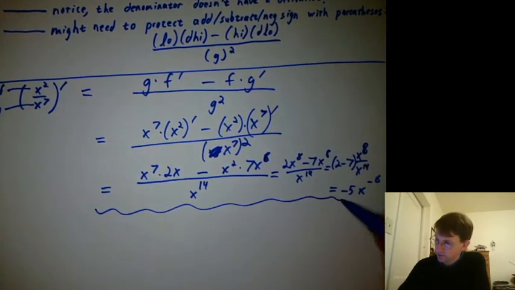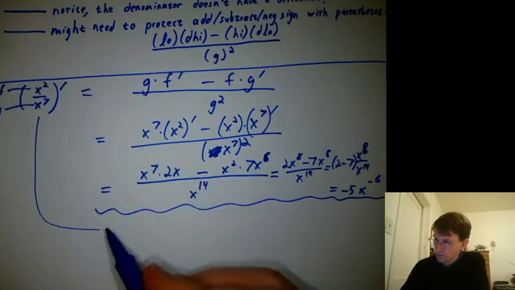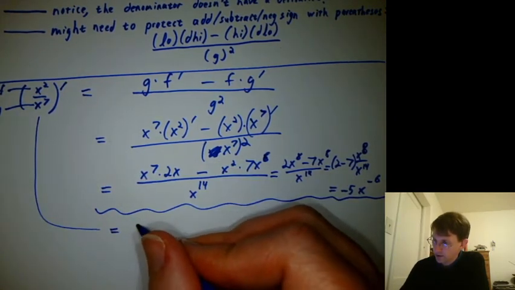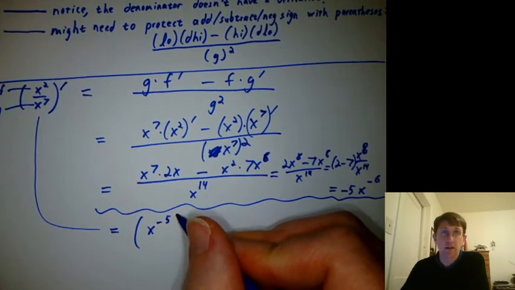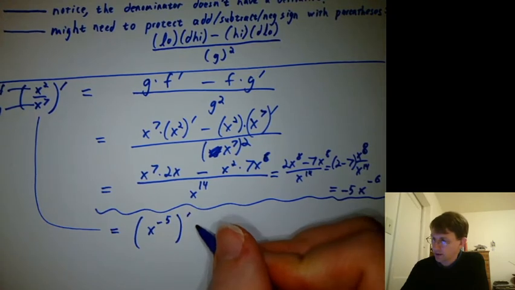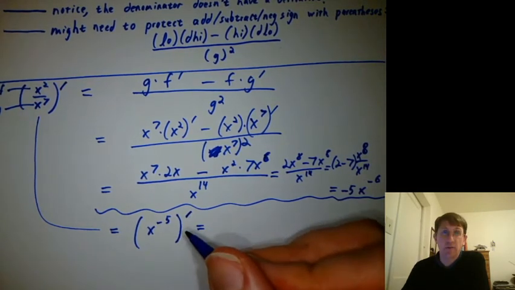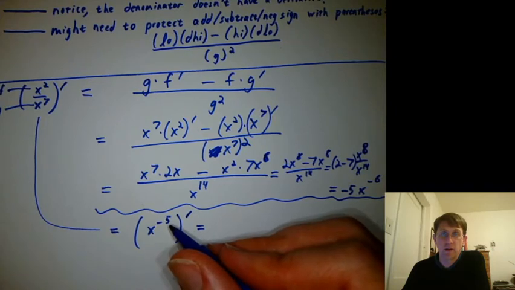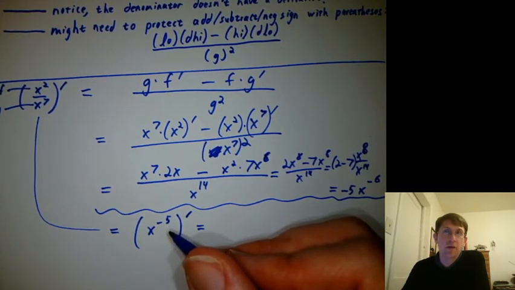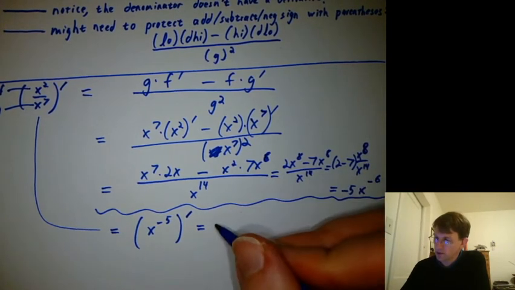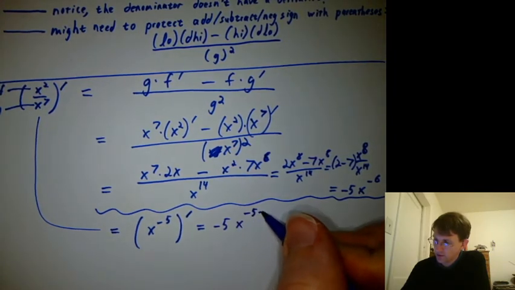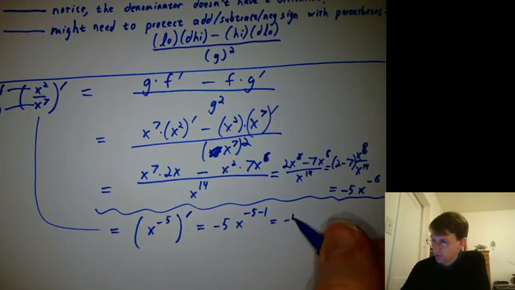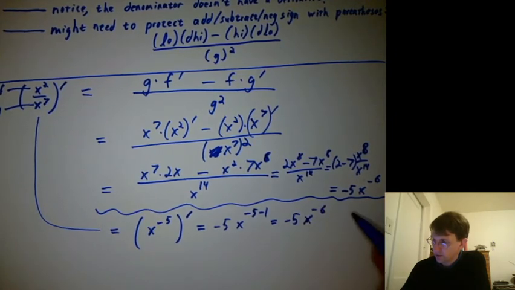Could we have gotten negative 5x to the negative 6th any other way? Well, I could have simplified to begin with. I could have said x squared over x to the 7th is x to the negative 5th, because it's x to the 2 minus 7. Take the derivative of that. Well, we know the power rule. This is x to a constant power. In theory, all we know is that the power rule works for positive integers. This is a negative integer, but what happens if we try it? We'd copy the negative 5 out front and then do minus 5 minus 1, which would be minus 5x to the minus 6, which works.